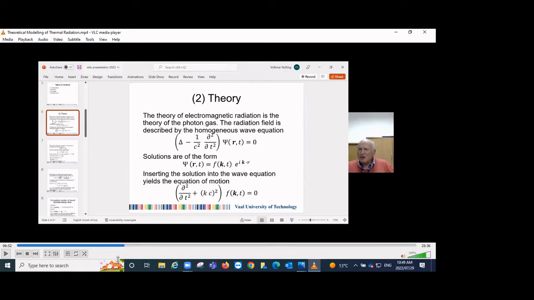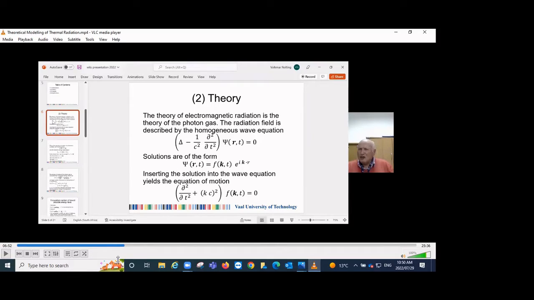So that is d squared over dx squared plus d squared over dy squared plus d squared over dz squared. That part describes the space dependence of the wave function psi of r and t, whereas d squared over dt squared describes the time dependence. c is the wave speed, which in this case is equal to the speed of light in vacuum, 3 × 10⁸ meters per second.